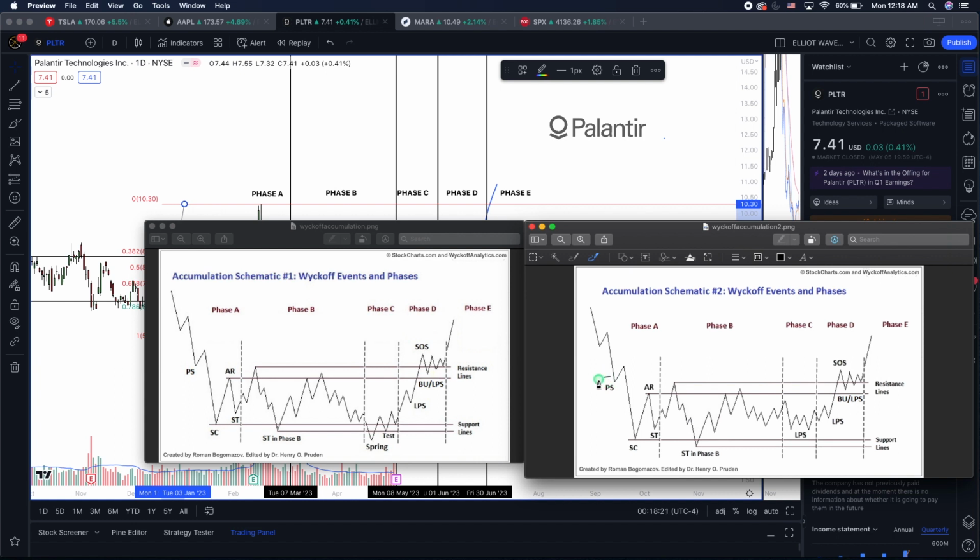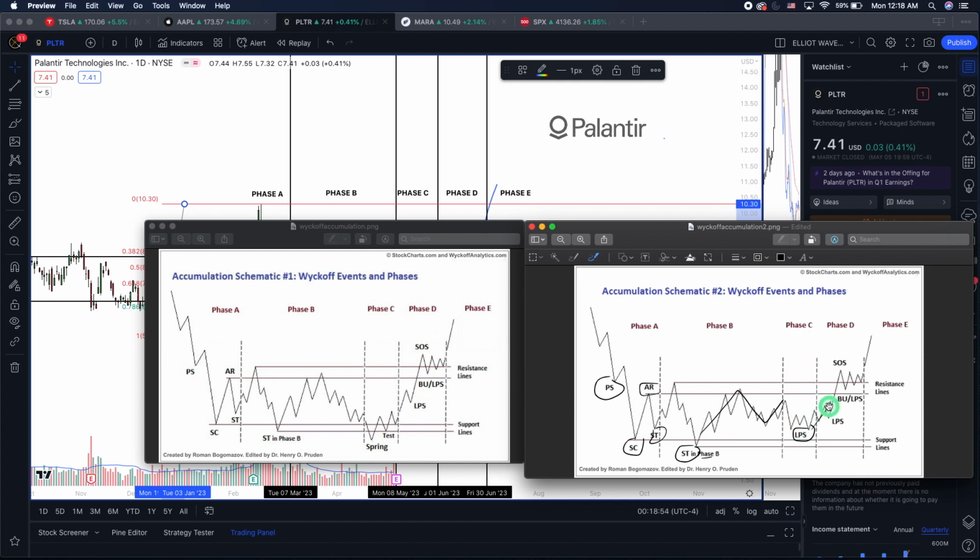As you guys can see, they both have this preliminary support followed by a selling climax, an automatic rally, a secondary test. Then you get another secondary test as a sign of weakness in phase B, which essentially goes lower. You have another move up, and then you trade in this range for a little bit until you get to your last point of support, and then from there you end up going higher. So that's in phase C, your last point of support.